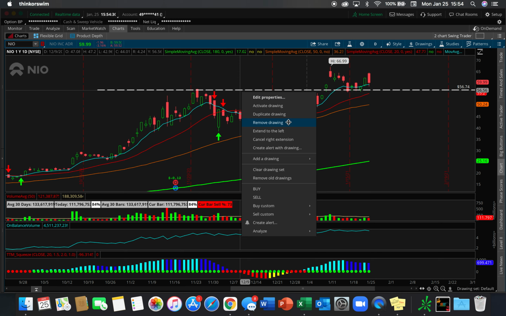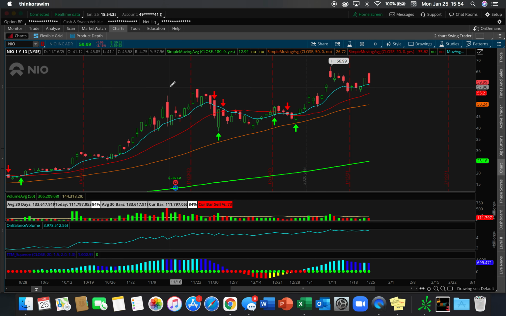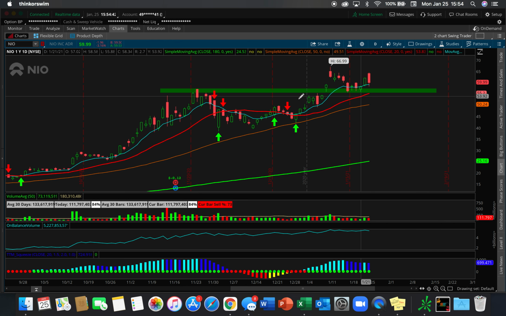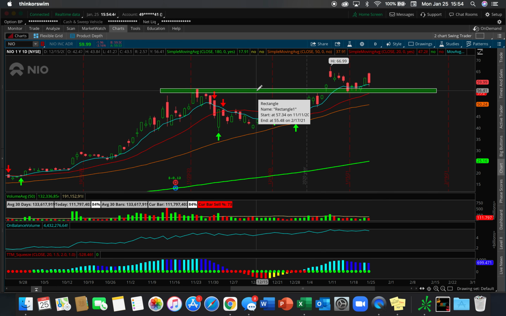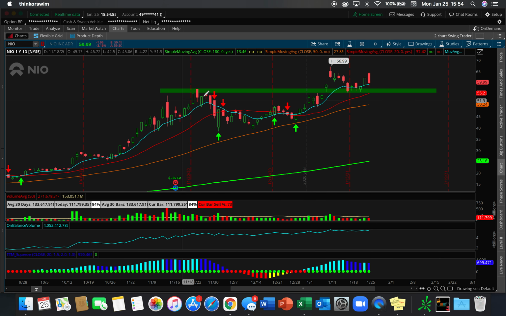If you want to be more accurate and more advanced, what you would want to do is remove the drawing, and I'm going to use my drawing tool and use a box or a rectangle, and this is more of a zone, right? So it's not like a stock is going to hit a certain price and then all of a sudden reverse, right? So as you can see, it came up to this resistance level, came down, came up, became support. So now we're holding this level up here.